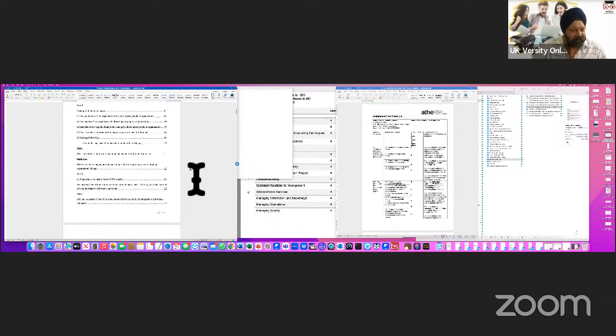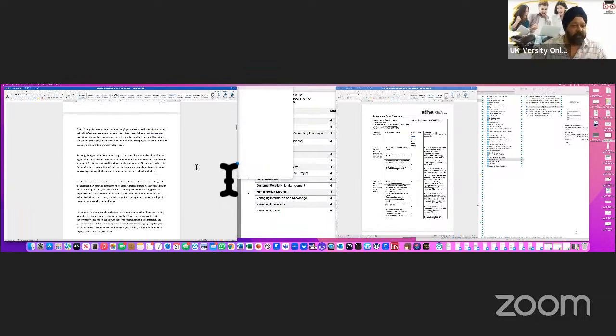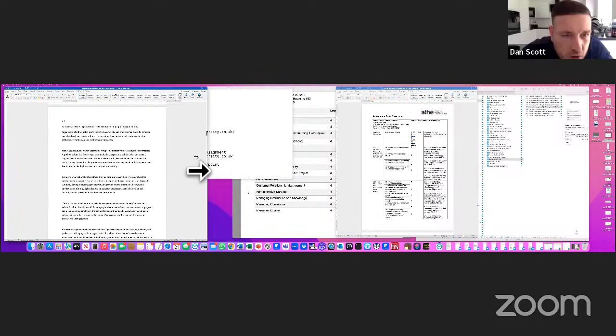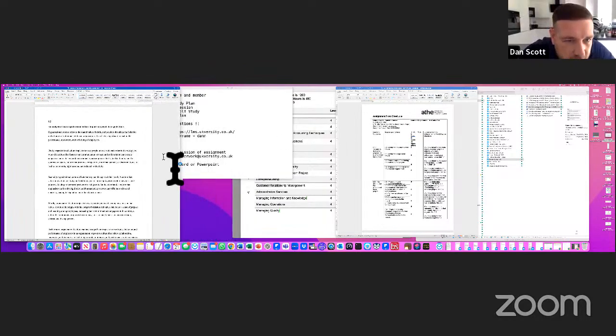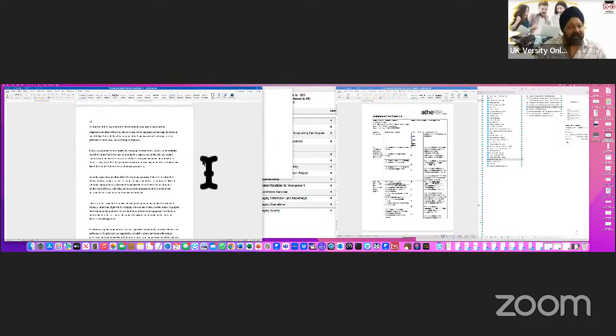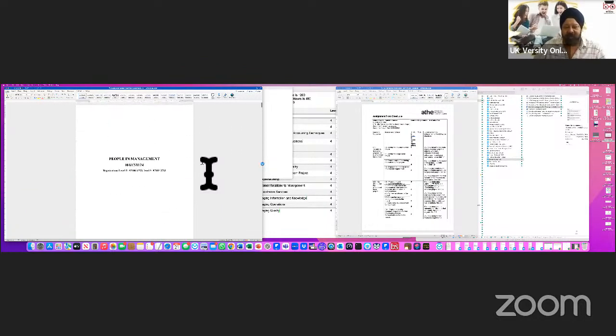Now, just an example, this is an assignment which has been submitted by one of the learners, people management, which is one of the units you will study. This is the original document that the learner has submitted. It's just to visually look at it. It's an assignment, not going into details, just to show you some visual components of it.